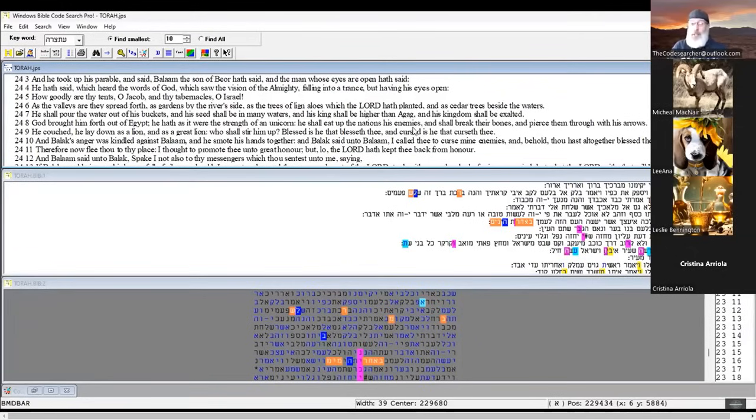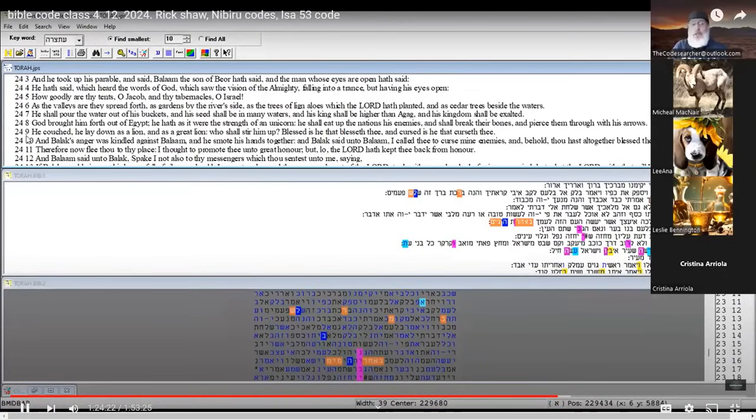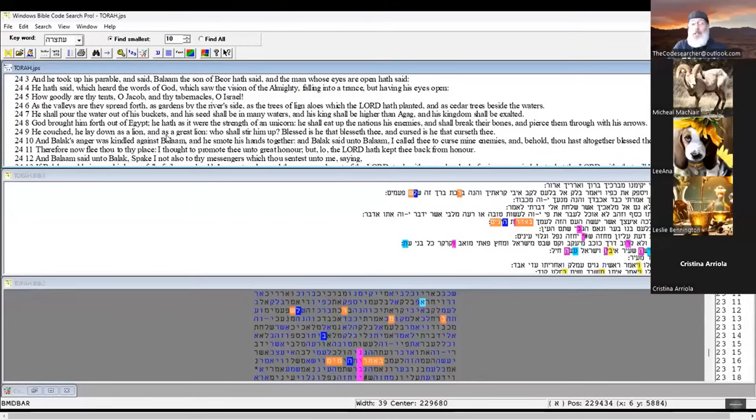He shall eat up the nations his enemies, and he shall break forth their bones and pierce them through with his arrows. He couched and lay down as a lion, as a great lion, who shall stir him up. Blessed is he that blesseth thee, and cursed is he that curseth thee. And Balak's anger was kindled against Balaam, and he smote his hands together. And Balak said unto Balaam, I called thee to curse mine enemies, and behold, thou hast altogether blessed them these three times. And now, therefore, flee thou to thy place. I thought to promote thee unto great honor, but lo, the Adonai hath kept thee back from honor.